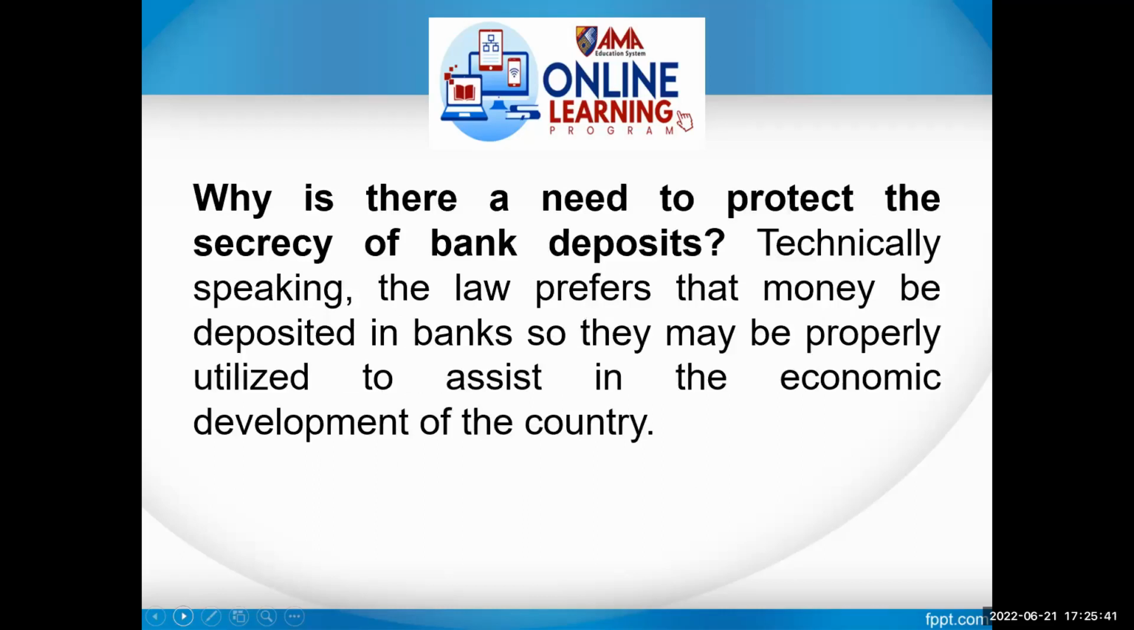So why is there a need to protect the secrecy of bank deposits? Technically speaking, the law prefers that money be deposited in banks so it may be properly utilized to assist in the economic development of the country, rather than hoarding it or keeping it in safe places in our homes. Well, this is not as secure as keeping it in the banks, because banks are more secure, and we have deposit insurance. So when it is in our houses, there is the risk of it being stolen, lost, or forgotten.